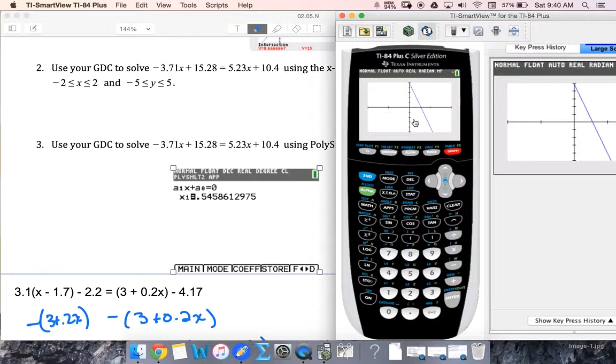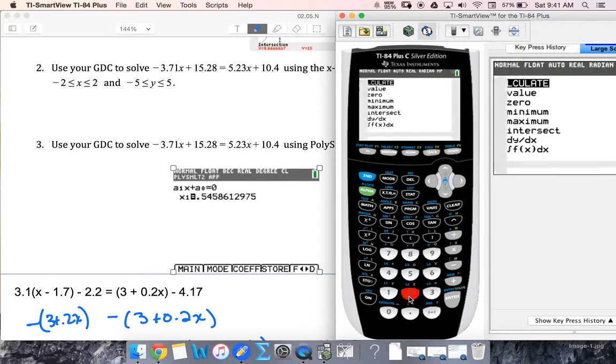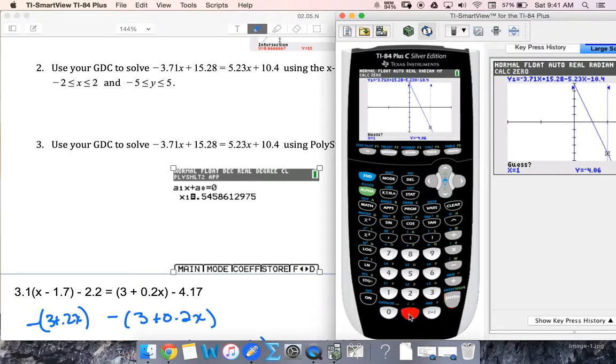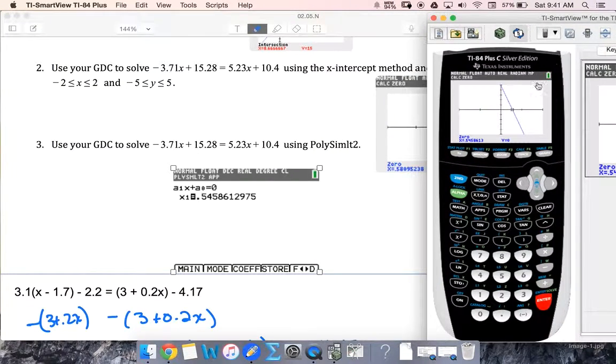Still around the same place. Calc, 0. Left side is 0, I agree. Right side is 1. And now my guess, 0.6 was my guess before. And there's the same value. All right, glad that I checked my answers there.